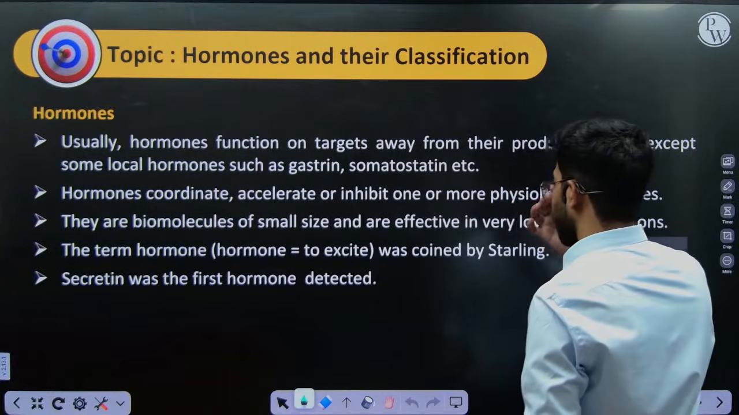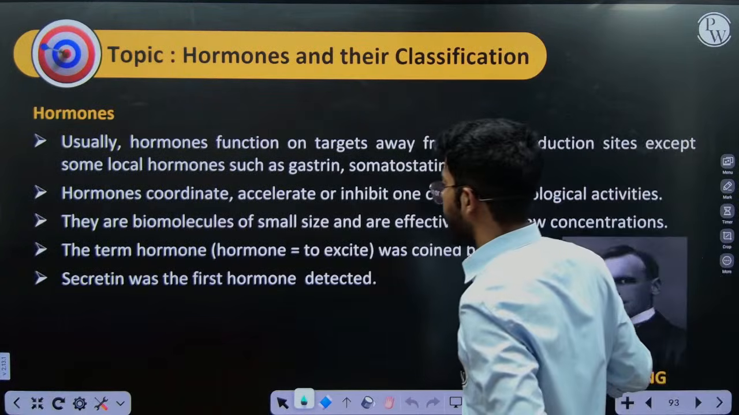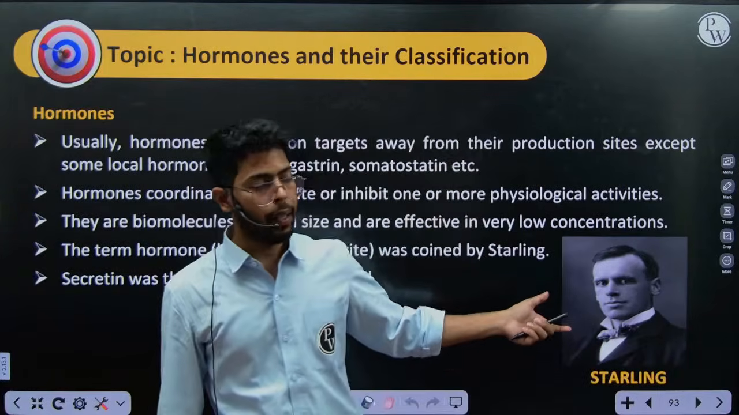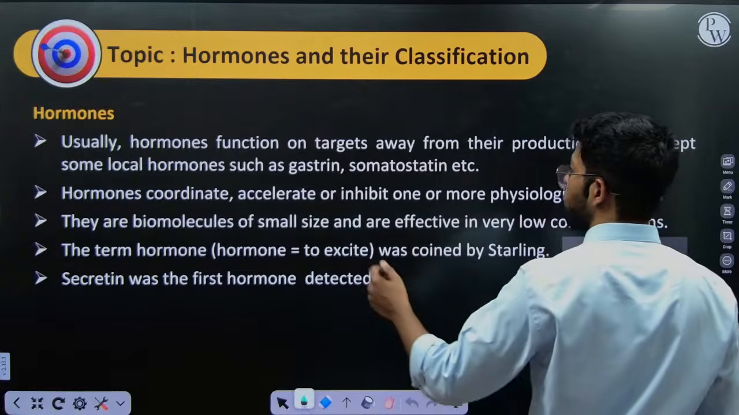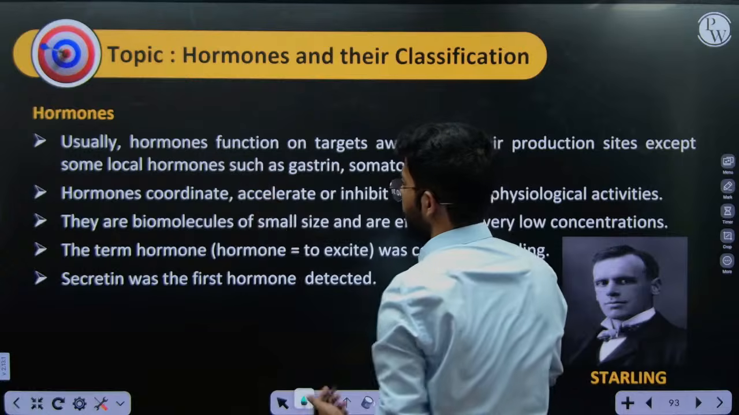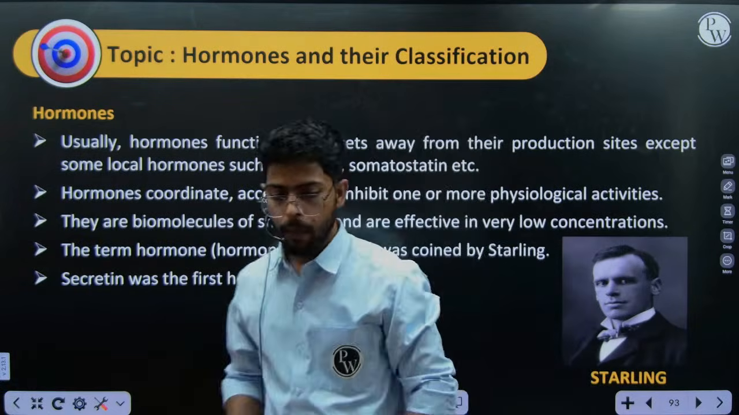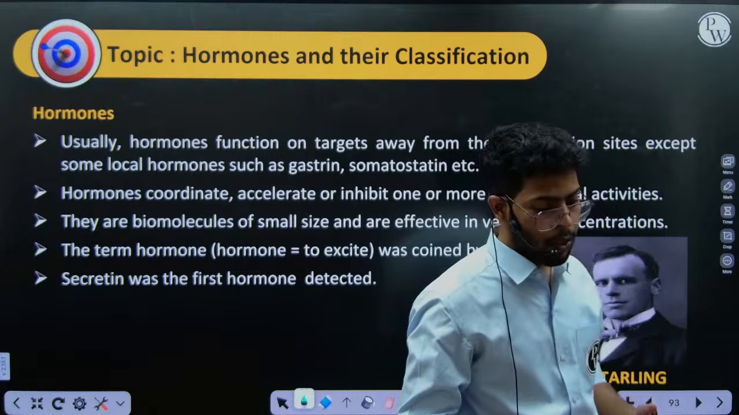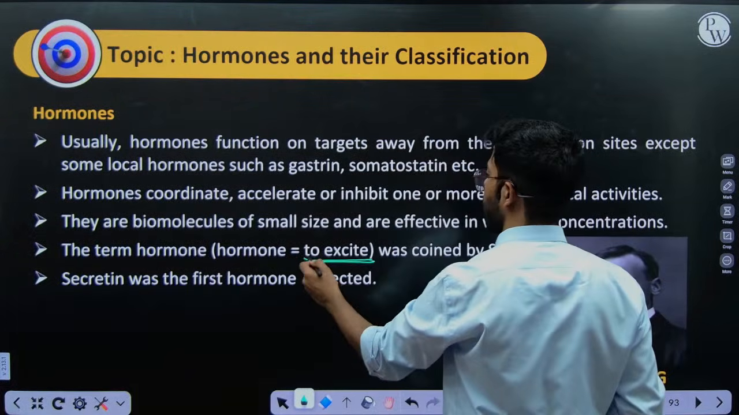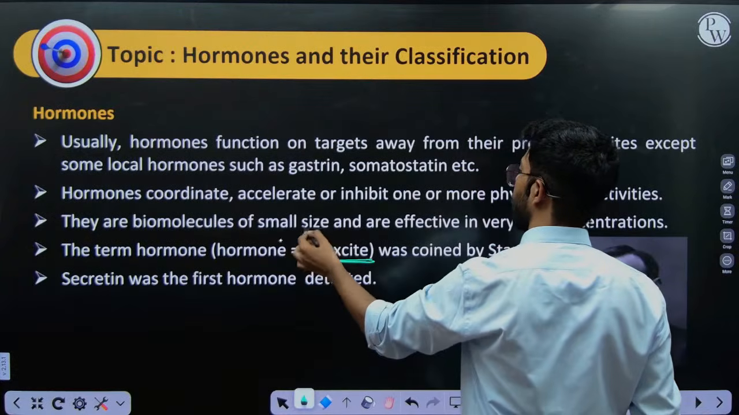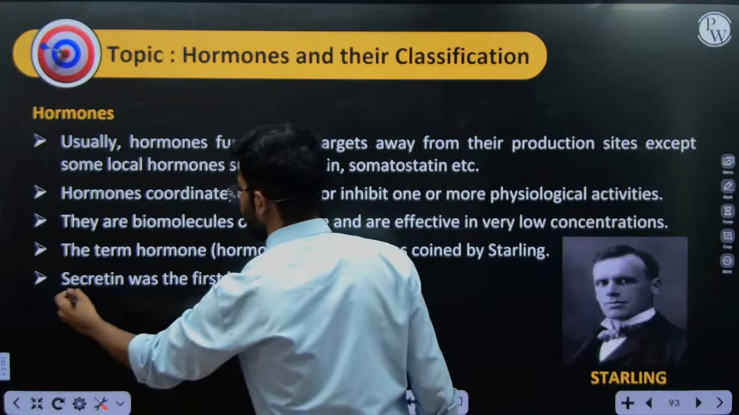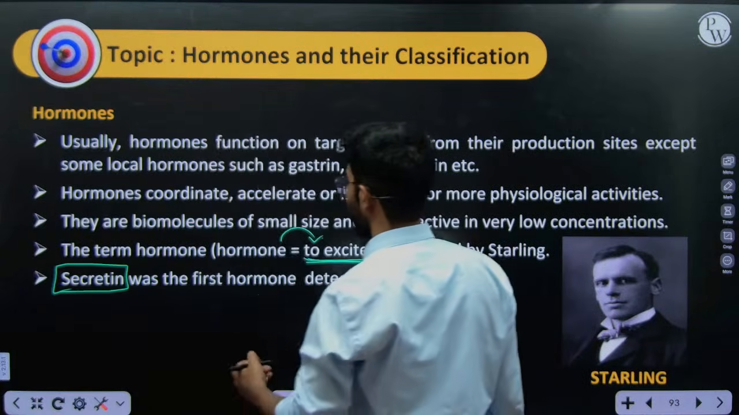Hormones and their classification. The word hormone was coined by Starling. Starling was a scientist. Now they may be inhibitory or they may be excitatory or stimulatory. The meaning of hormone is to excite, and secretin was the first hormone detected.